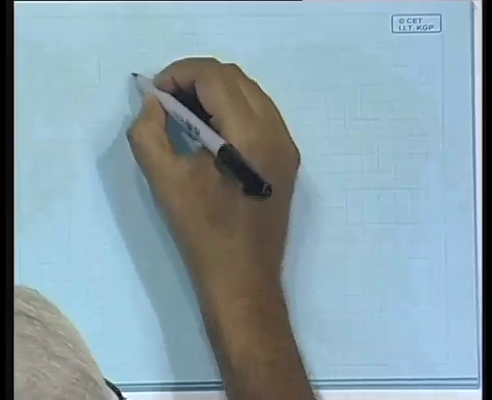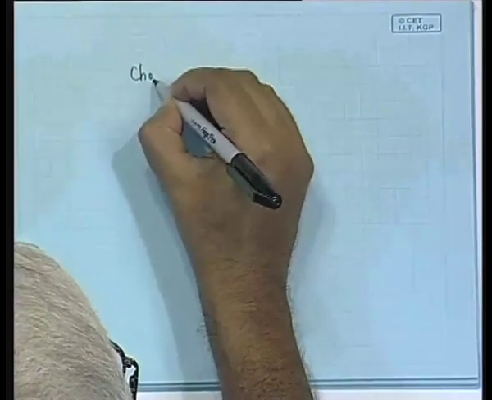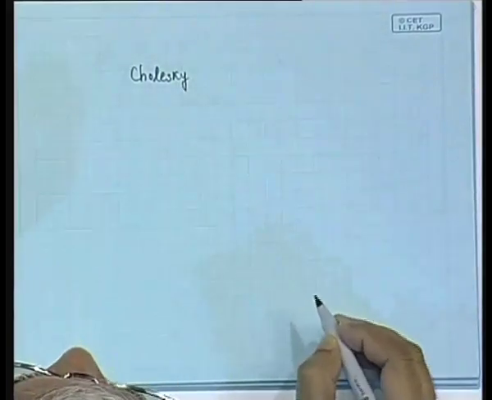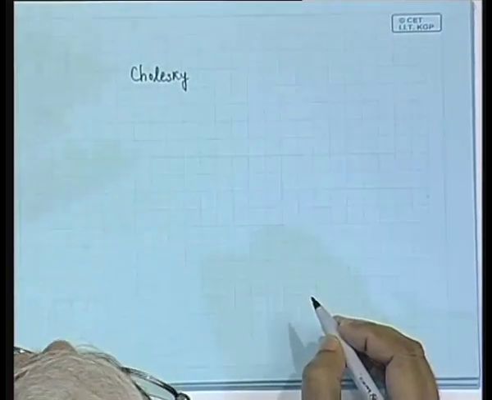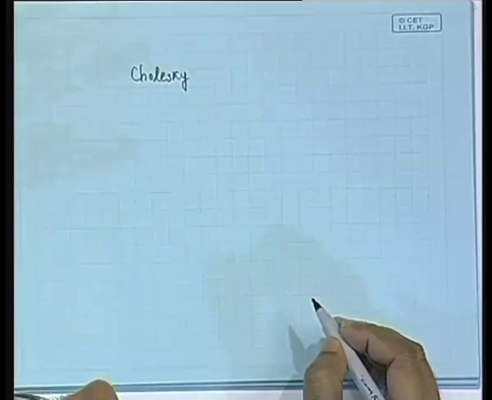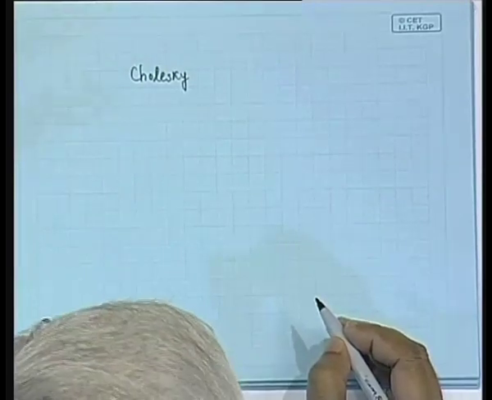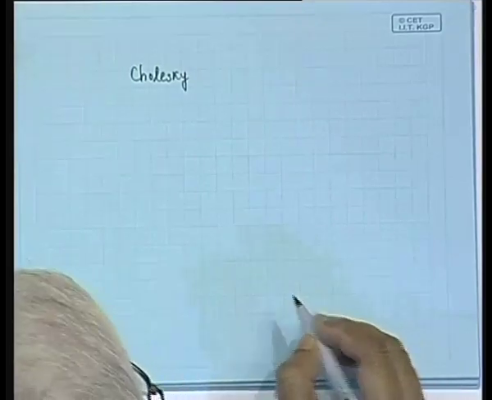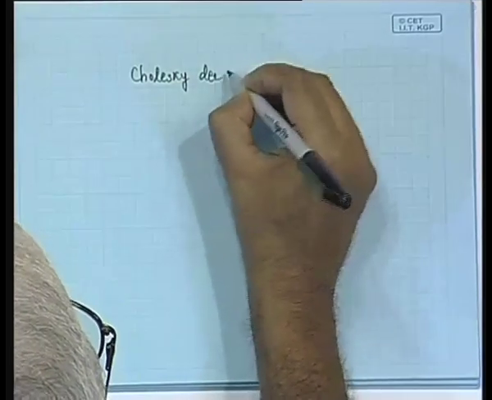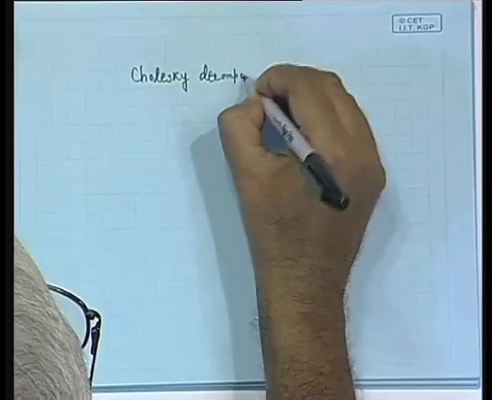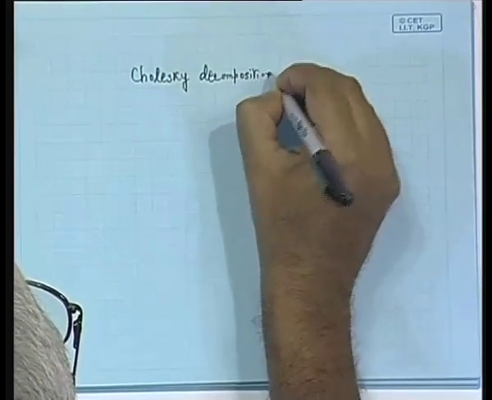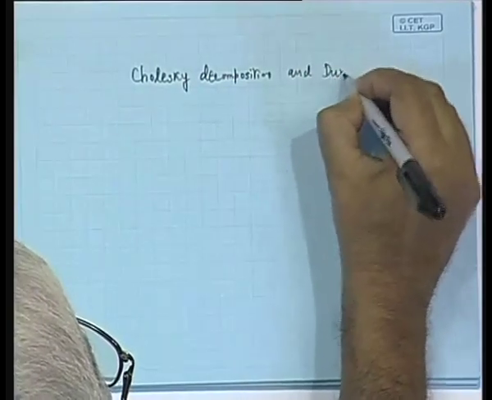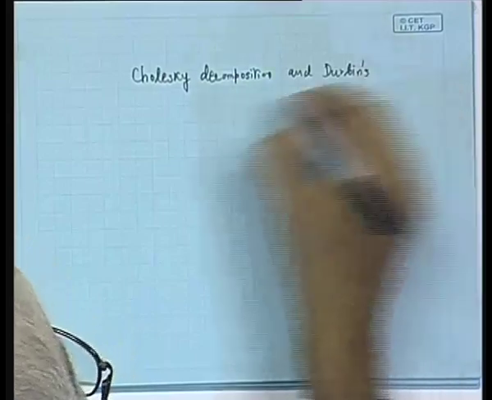One is due to Cholesky, and this is about the square root method in order to determine the coefficients in a fast way. And then after Cholesky's decomposition, we are going to talk about a recursive approach by Durbin.